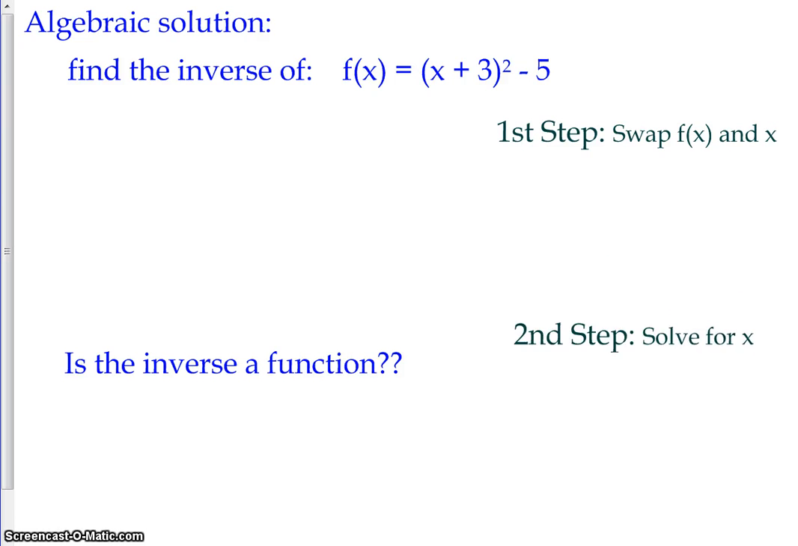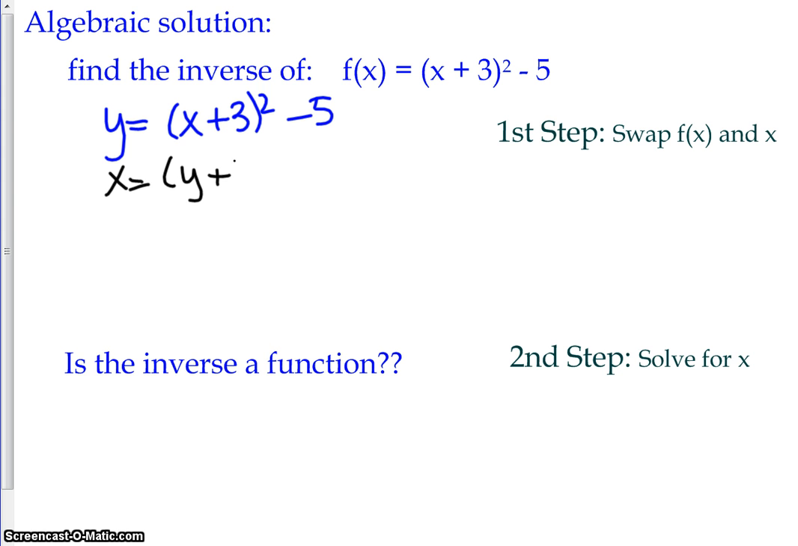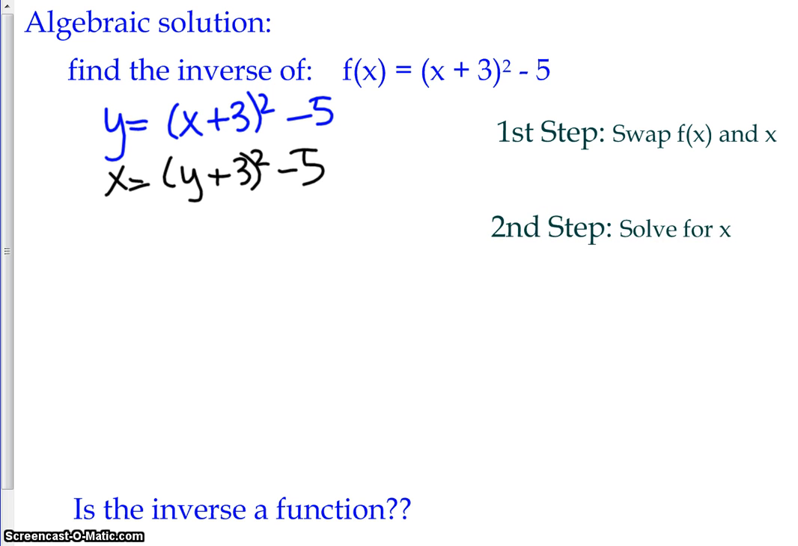So our first step here is to swap your x and your y, or your x and your f of x. Here we have our original equation, and I need to swap them out. I need to put the x where the y is, and the y where the x is. That's my first step. The second step then is to solve for y. You want y equal, so I want y all by itself.